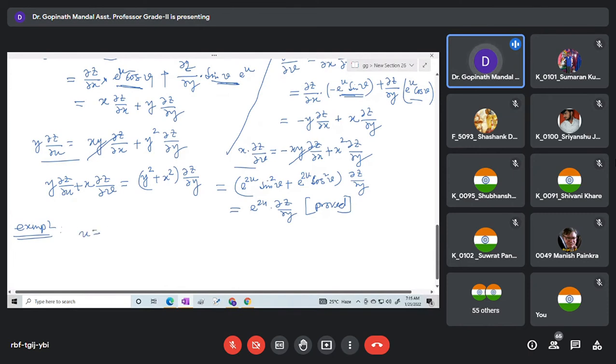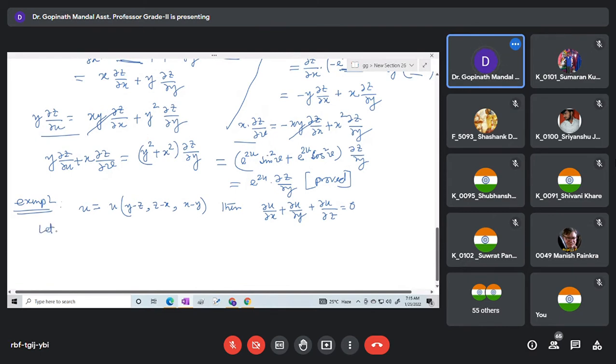Example. Suppose u is a function of x, y and z. Prove that ∂u/∂x plus ∂u/∂y plus ∂u/∂z equal to 0.